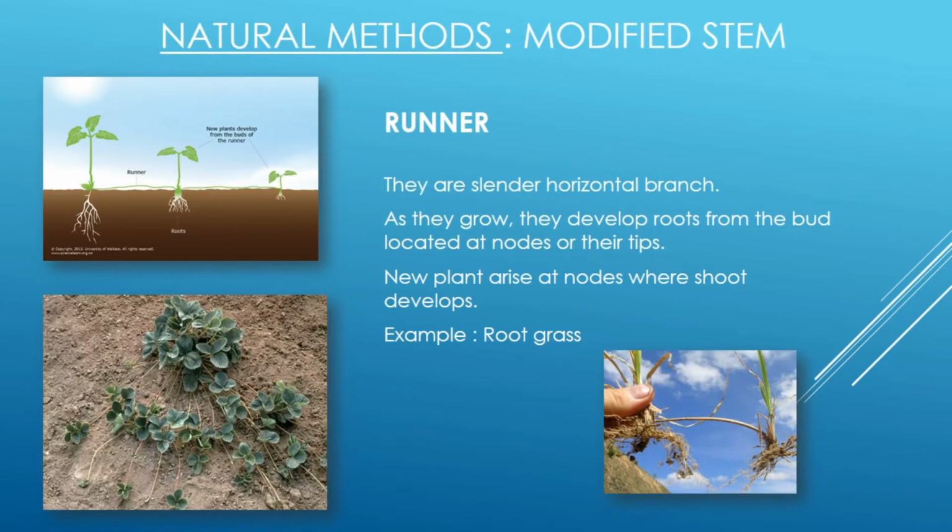Now, first modified stem is the runner. As you can see in the diagram, runners are the slender horizontal branch. And when these runners come in contact with the soil, at that time they develop a new shoot and a root system. Example is the grass.